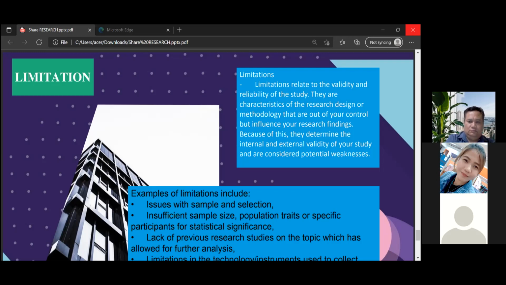Examples of limitations include issues with the sample and selections, insufficient sample size, population traits or specific participants for statistical significance, lack of previous research studies on the topic which would allow further analysis, limitations in the technology or instrument used to collect your data, and limited financial resources and or funding constraints.